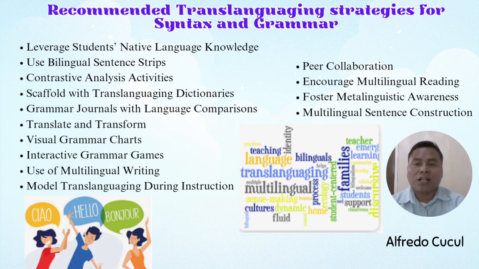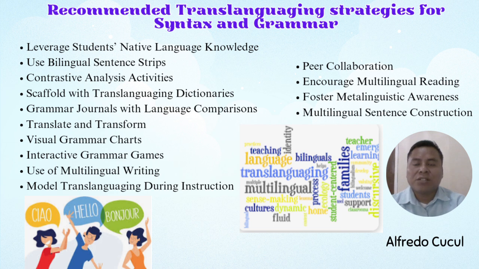We can also translate and transform, whereby students translate sentences from one language to another and change the structures for practice. For example, translate "I like apples" to Spanish: "Me gustan las manzanas", then change to "I like oranges". And the seventh one is visual grammar charts. Students can create, or we can create, charts showing grammar rules side by side for each language to visualize differences.